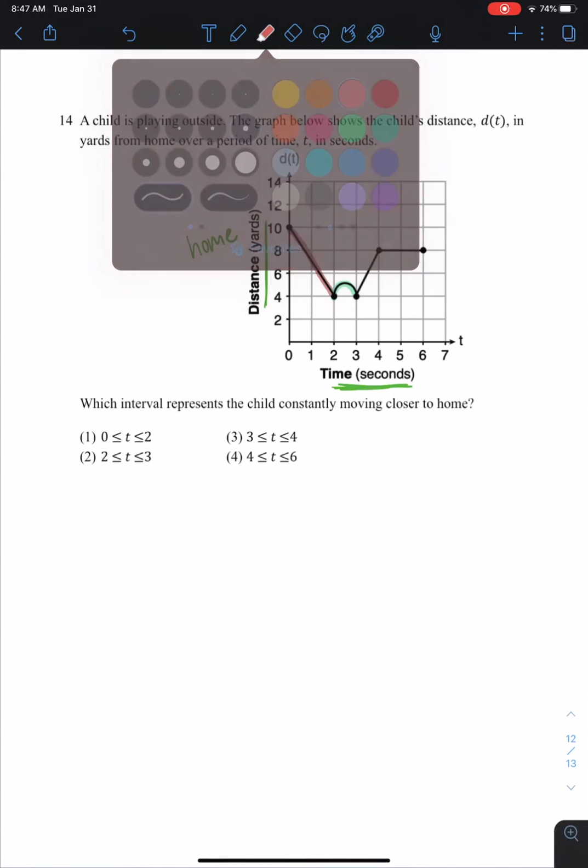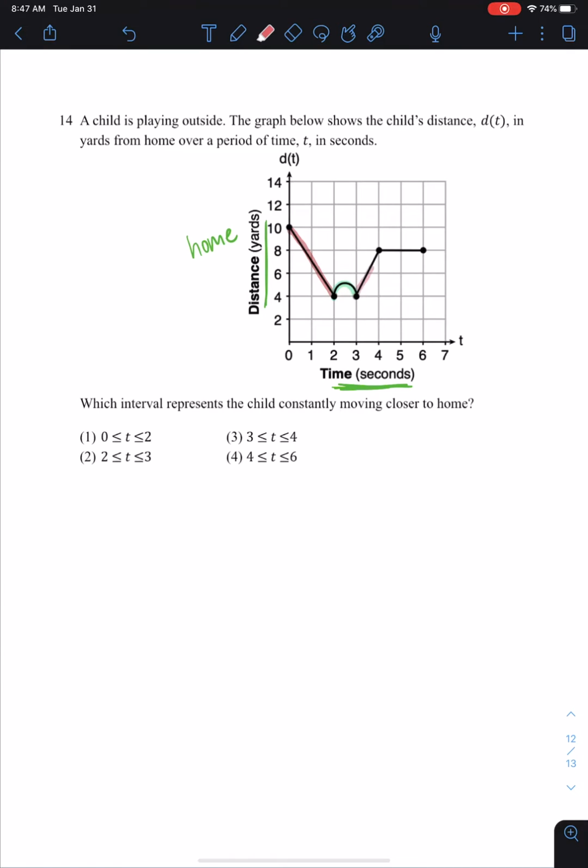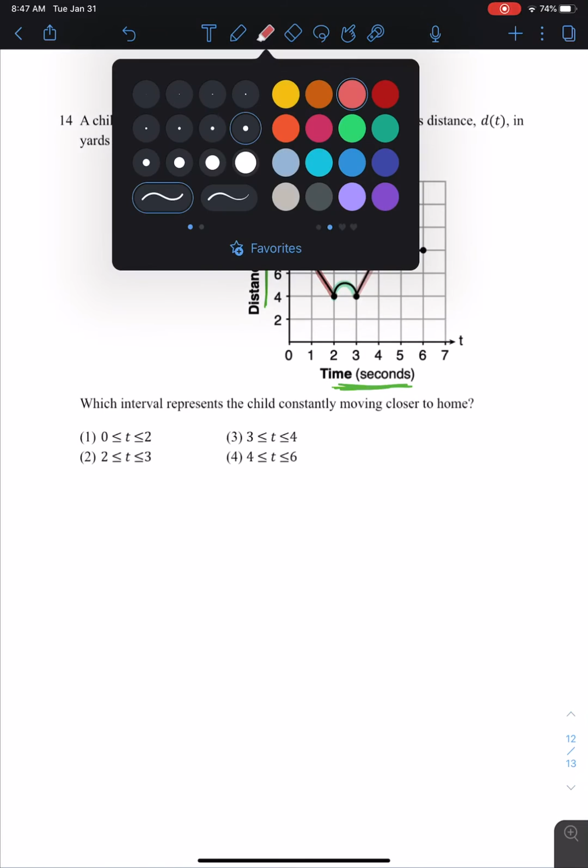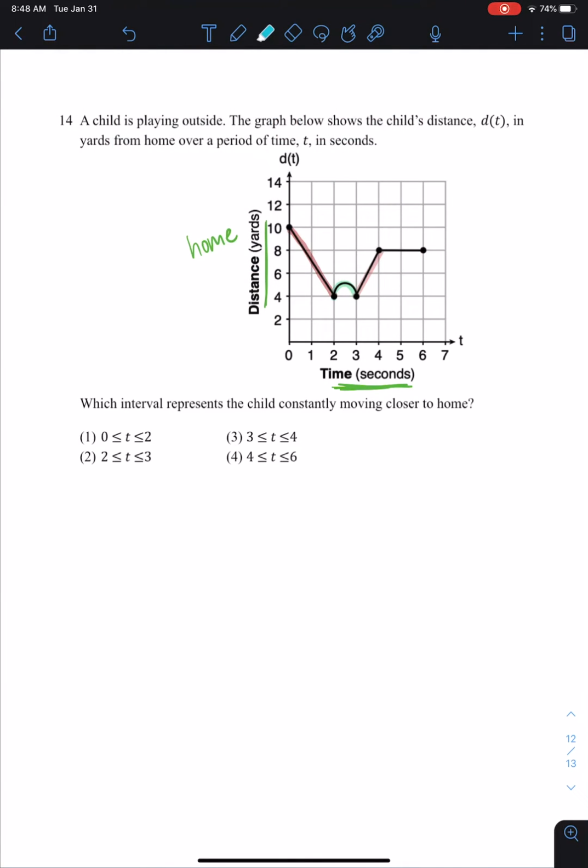All right, then here we'll see that the child is moving constantly further from home. They were at 4 yards away from home, and now they're 8 yards away from home. And over this interval, the child is just staying at 8 yards away from home. So they're not going any further or closer. They're just at 8 yards away from home.